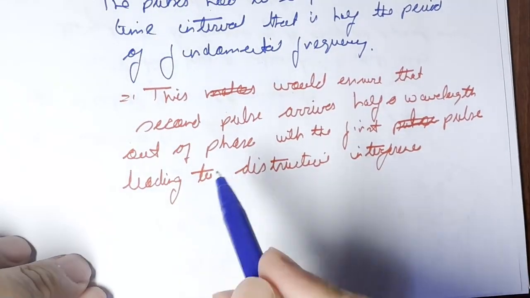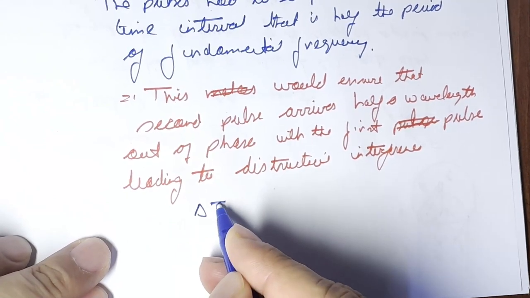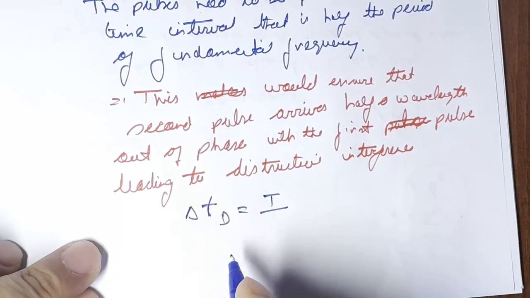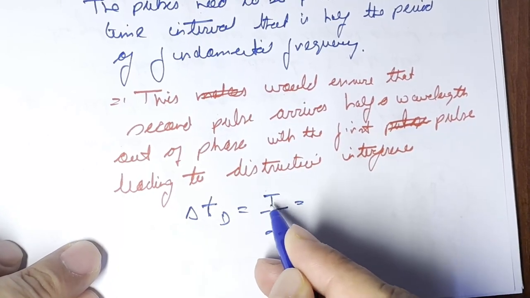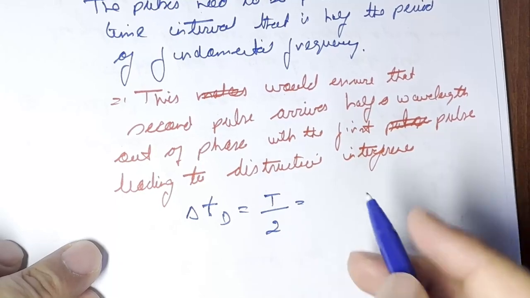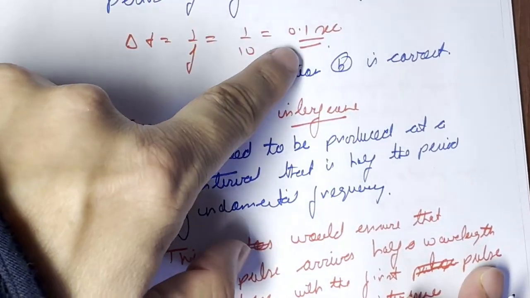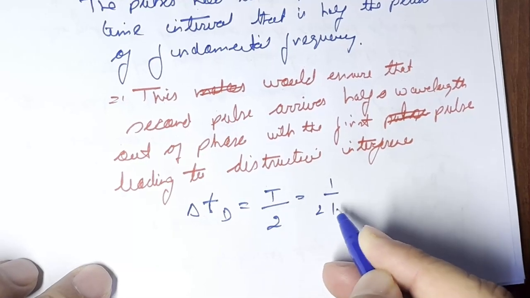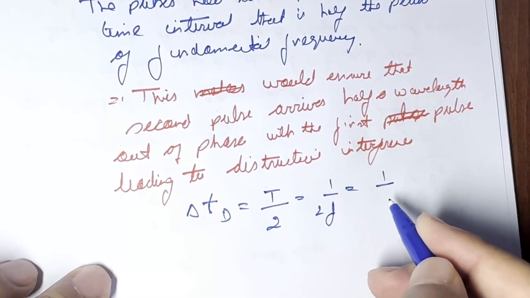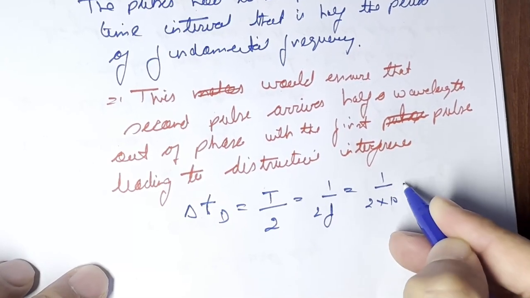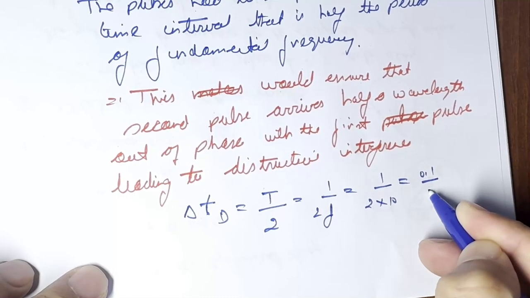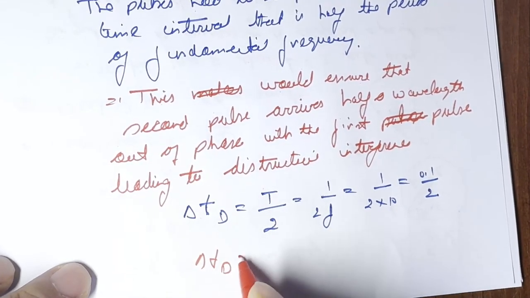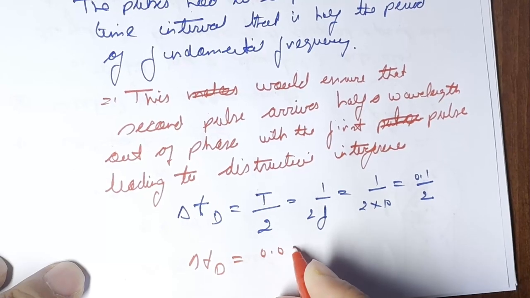And let us call this time period delta t destructive, so that will be equal to T divided by 2, where T is the time period of the fundamental frequency, which we just calculated as 0.1. We can also write this as 1 upon 2f, which becomes 1 upon 2 multiplied by 10. So ultimately it will be 0.1 divided by 2, which gives delta t destructive equal to 0.05 seconds.